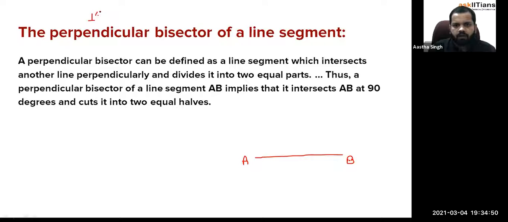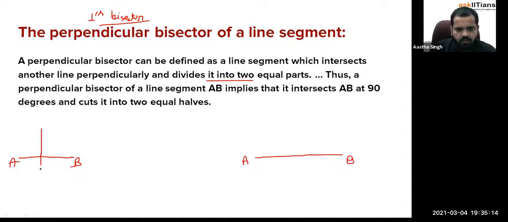This is your perpendicular bisector. A perpendicular bisector can be defined as a line segment which intersects another line perpendicularly and divides it into two equal parts. Basically, if AB is this line, what do you mean by perpendicular bisector? Let's suppose the perpendicular bisector of this line is PM. PM will be perpendicular to AB and also cut it into two parts.